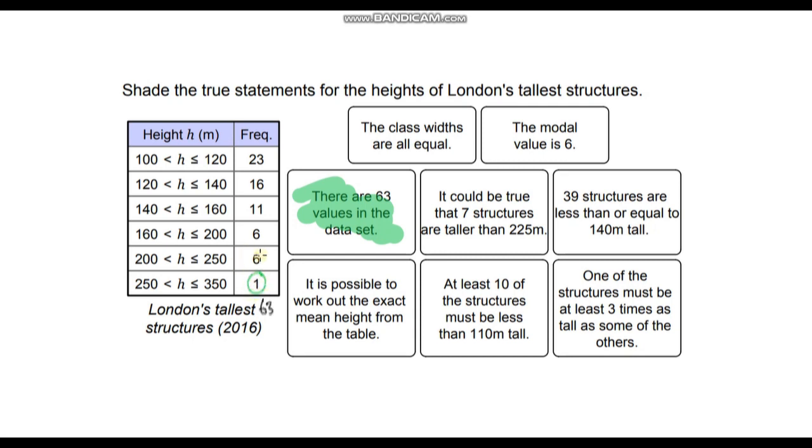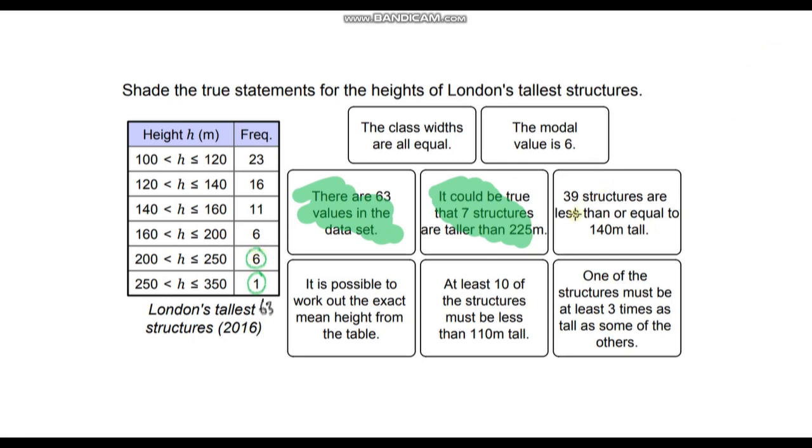Now these 6 here, we don't know the exact height, but it is possible that they are all greater than 225. Because they are somewhere between 200 and 250. So they could all be between 225 and 250. So if we take these 6 plus this one, that does give us 7. So this one is also true. The key word in this one is "could be true". So obviously we don't know what these are, but it is possible that they are all greater than 225 meters.